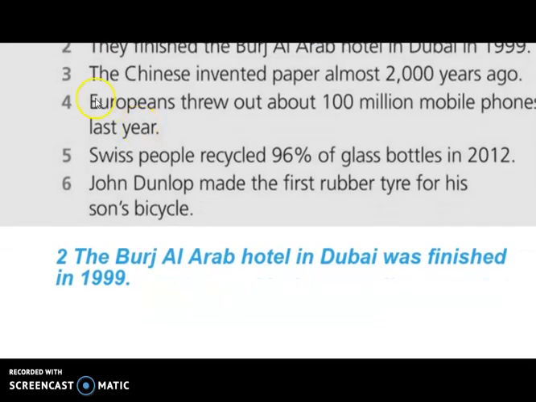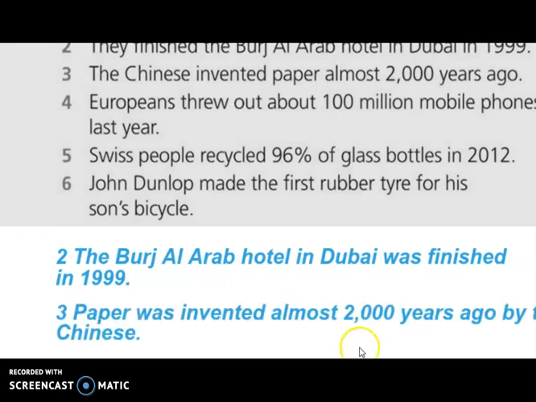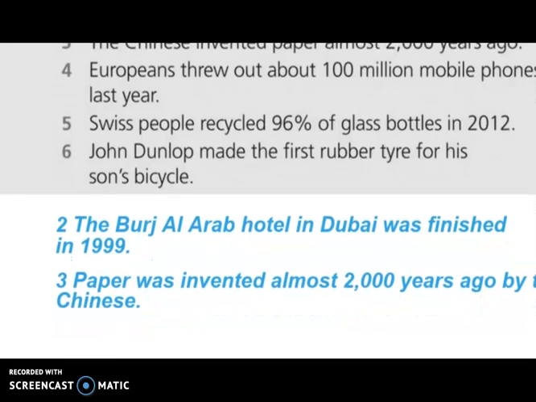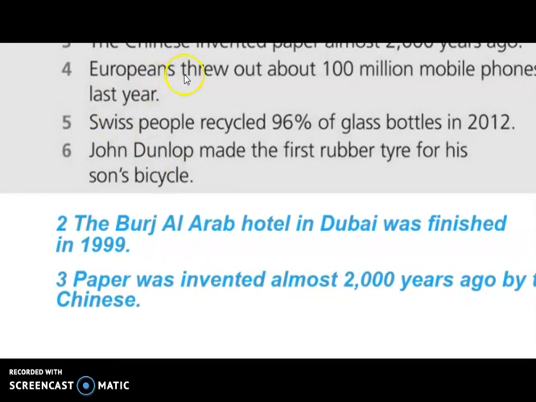Number 3, the Chinese invented paper almost 2,000 years ago. Paper is the object, so paper was invented almost 2,000 years ago by the Chinese. Number 4, Europeans threw out about 100 million mobile phones last year.